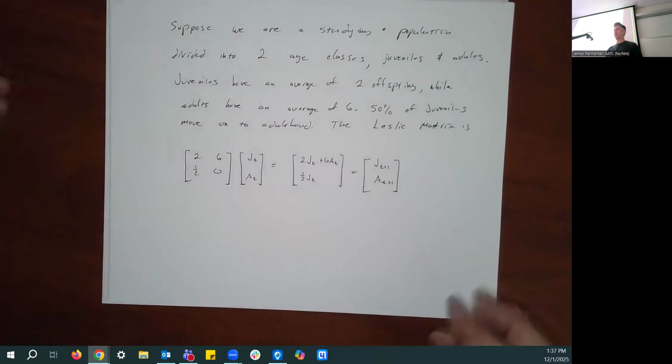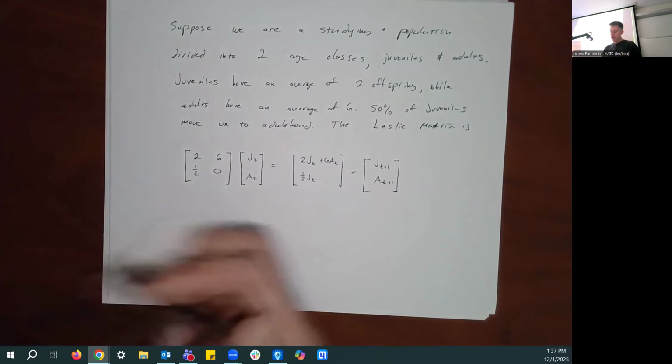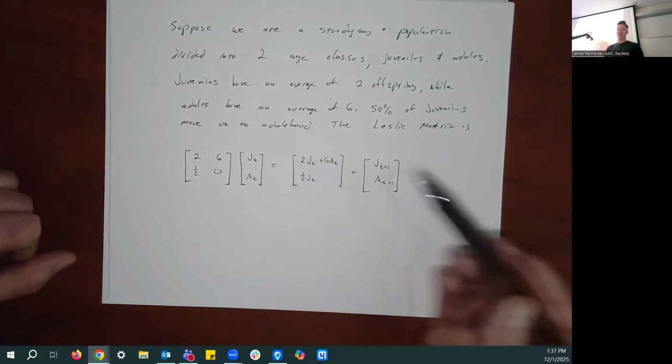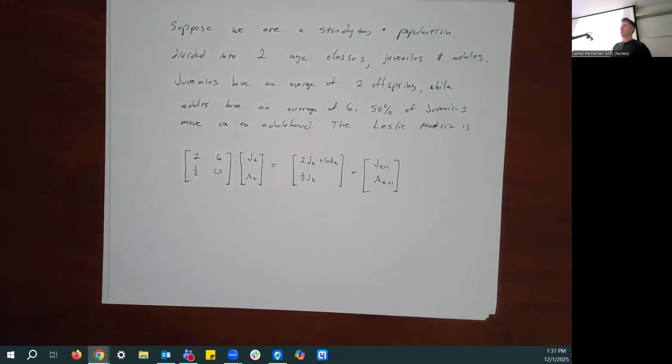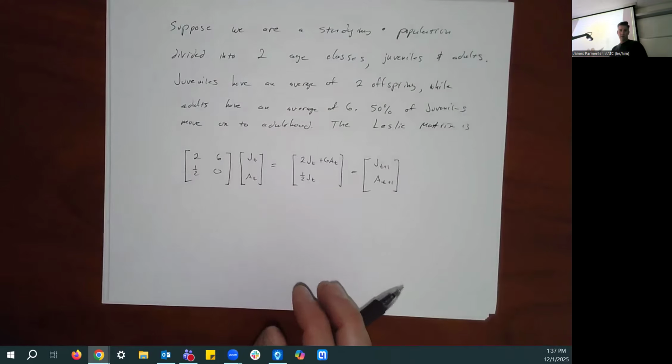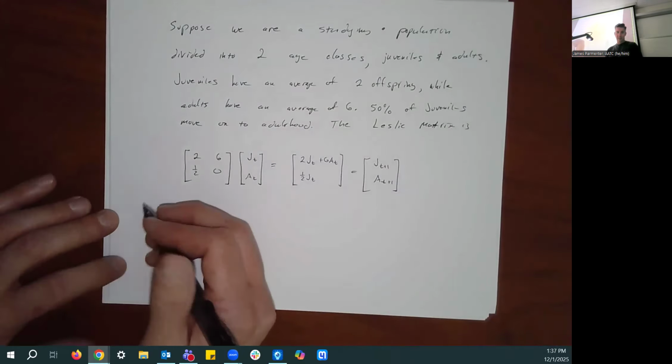Okay, things are working out the way the words say they should, right? 50% of juveniles move on to adulthood. I guess it didn't really say anything about how many adults survive, but okay, whatever. Sometimes the words are not perfect. So great, there's my Leslie matrix. So now we're going to ask some questions.